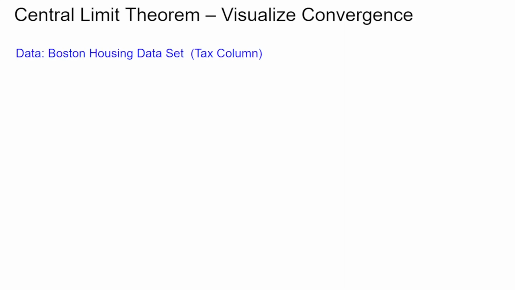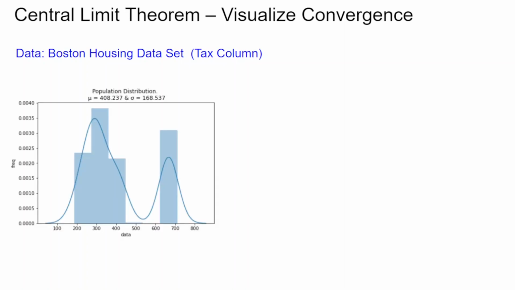I've taken data from a very commonly available data set called the Boston housing data set. It has a lot of house prices and stuff, but we have taken the tax column because it had an interesting shape, which is very irregular. What is important to see is that I have my data in X and my frequencies plotted in Y, and I have my mu, the overall mu of the population, about 408.27, and my sigma, 168.537.